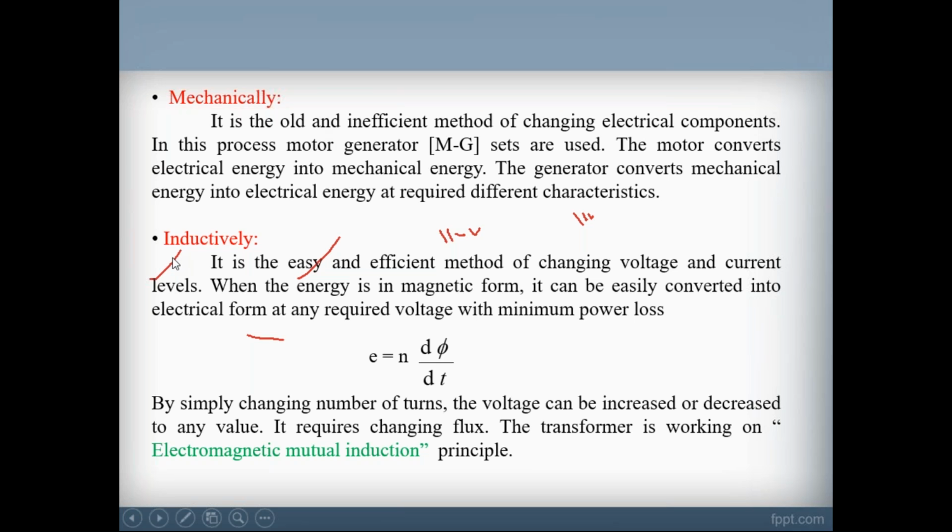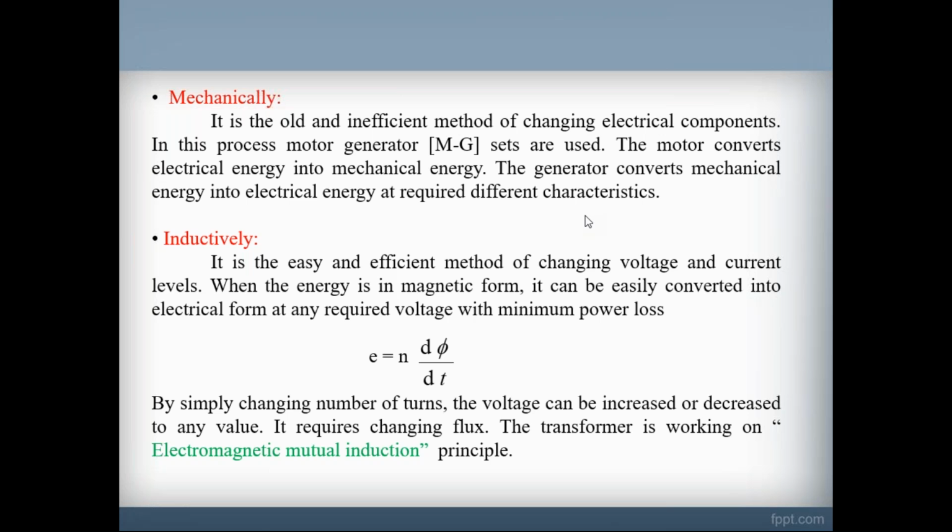Next, the third is inductively. Inductively means the output can be increased or decreased relative to the input. This is possible only by inductive conversion. That is why a transformer works on Faraday's law of electromagnetic induction. In induction, the output voltage can be higher or lower than the input voltage. That is possible only when it happens inductively.